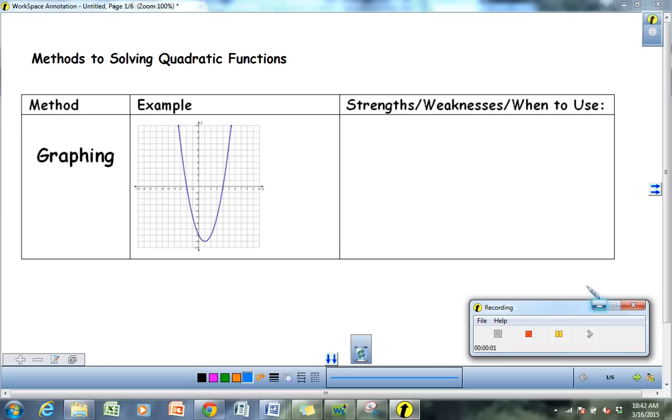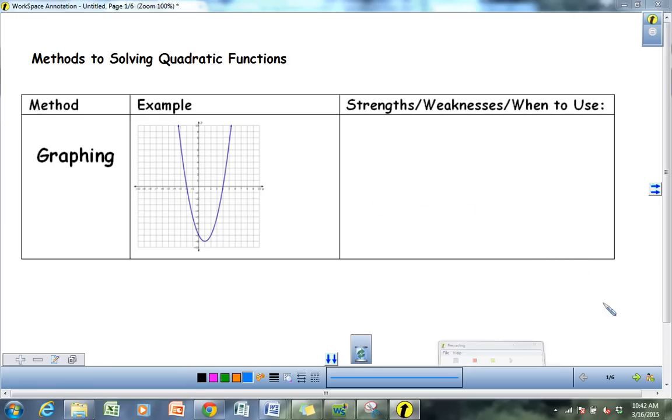Okay. Alright, today we are going to review methods for solving quadratic functions. Our first method that we learned was graphing. So that's when we look at our graph and we find our x-intercepts. We have one right there. It looks like x equals 1, 2, 3, 4. Yep, x equals 4. And one over here at x equals -2.